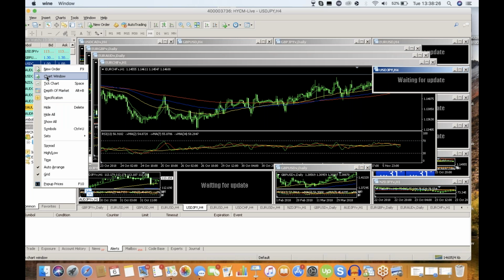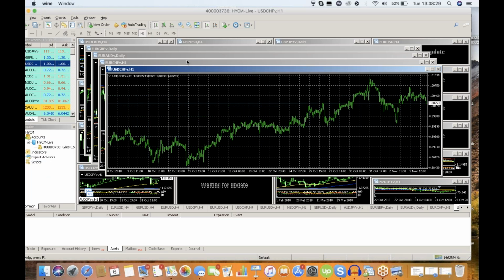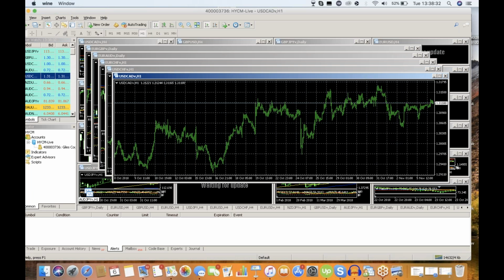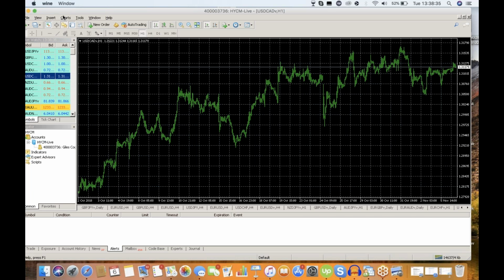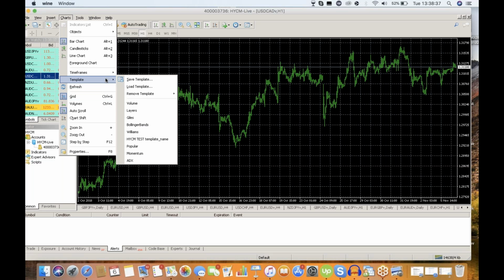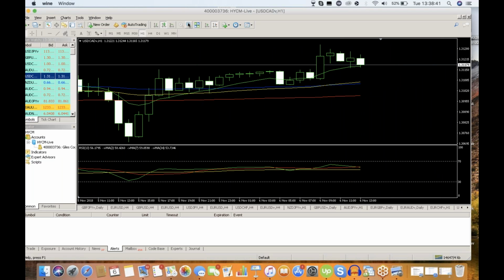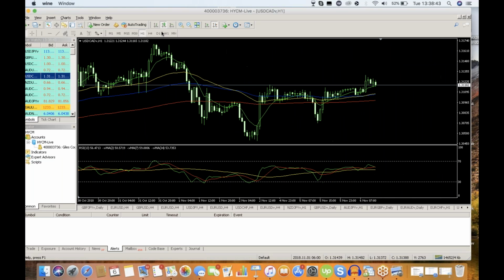Just open up a new chart, it's easier. Oh, it's the wrong one. There we go. Open up a new one. And see, it's loading the template. Just put my template on. Lovely, done. And see what you expect to see.